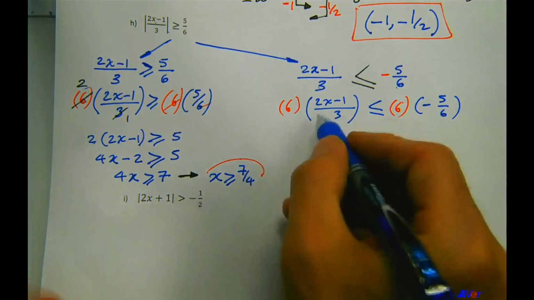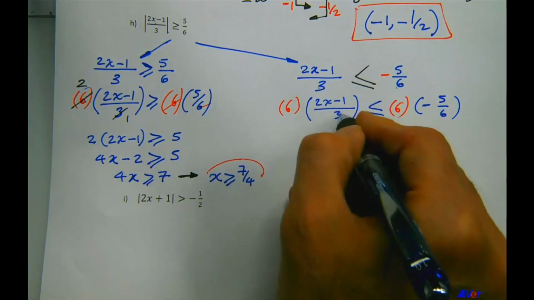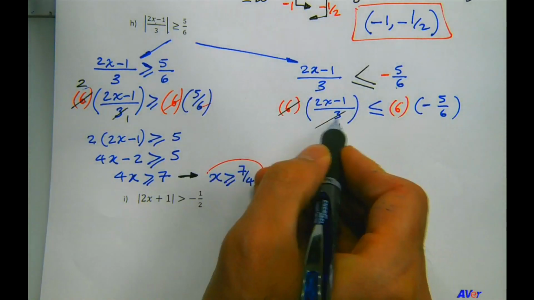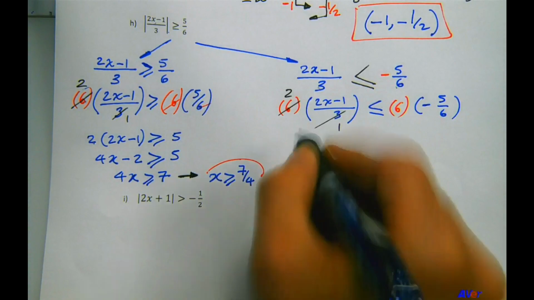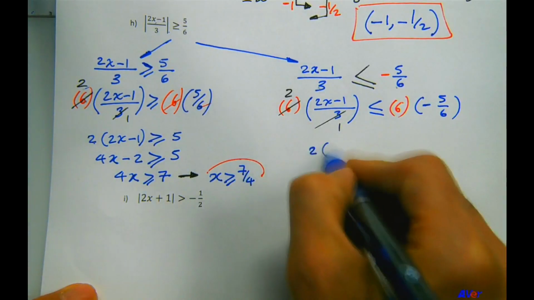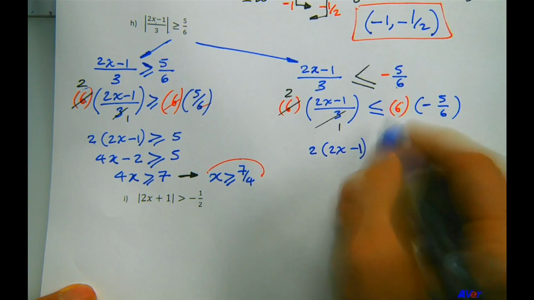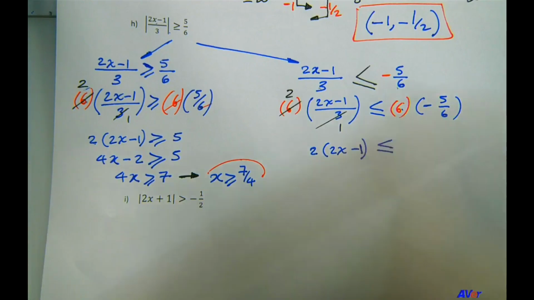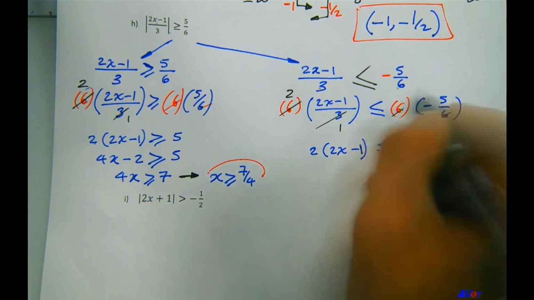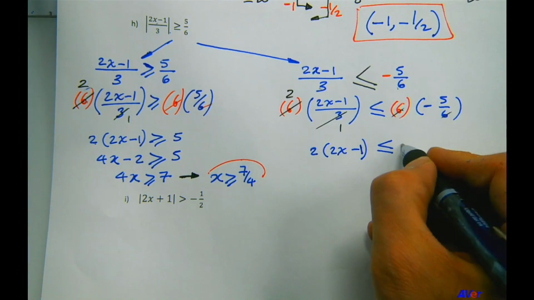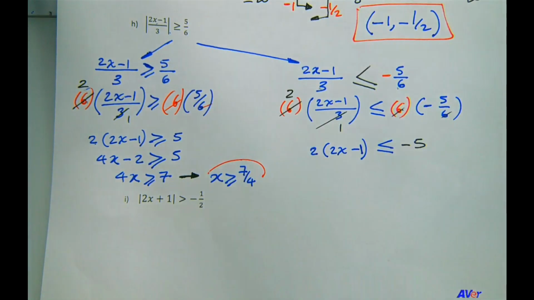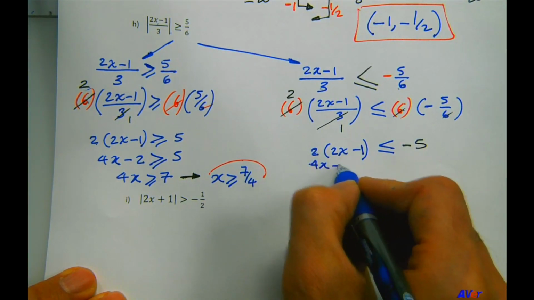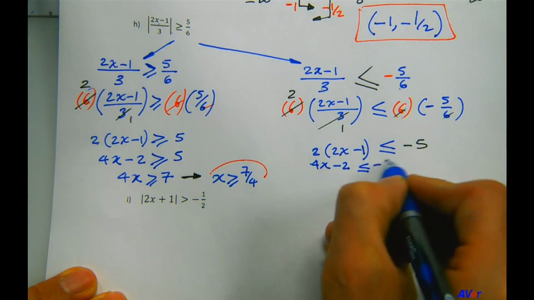Okay. So then 3 goes away, we have 1. 6 has a factor 3, which goes away with this. We're left with 2 here, right? So once again, we have 2 times (2x minus 1) less than or equal to 6 times minus 5/6. This 6 and this 6 cancel each other out. We end up with negative 5. So let's distribute the left. 2 times 2x, 4x. 2 times minus 1, minus 2. Less than or equal to negative 5.